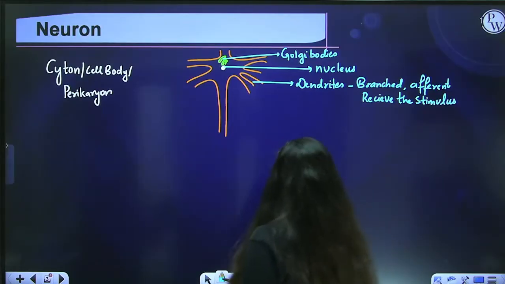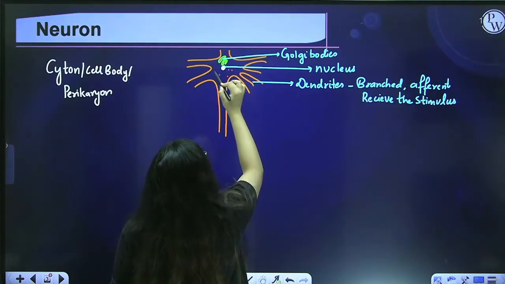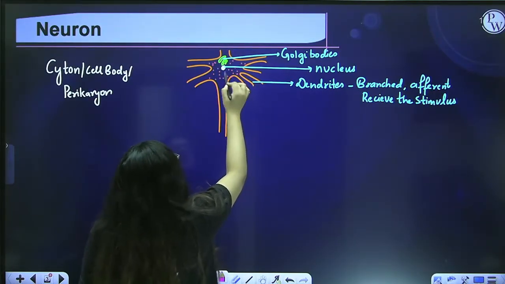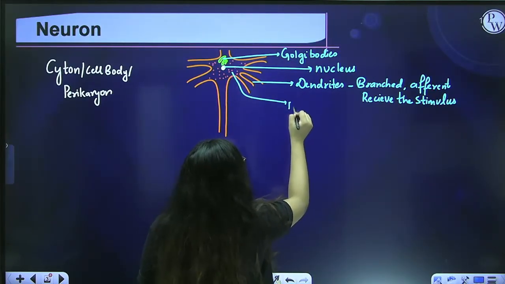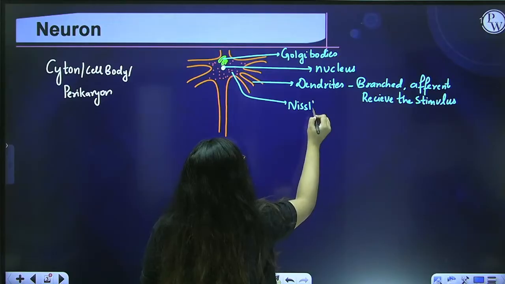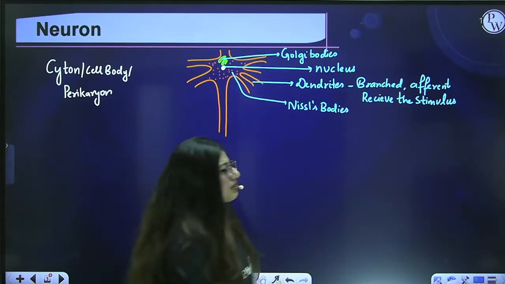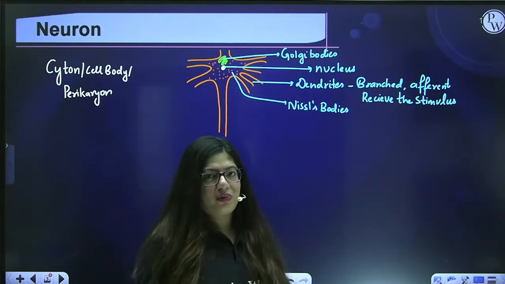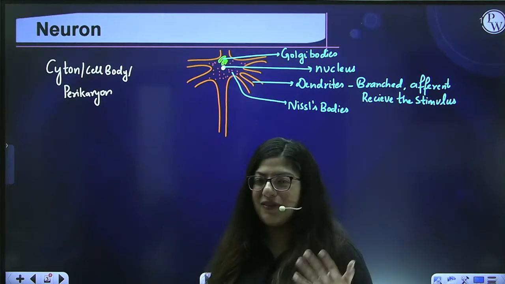Apart from that, very important organelles are also present here. These are Nissl's bodies, or Nissl's granules. Sometimes they're also known as Nissl's granule. They perform a very important function, because if they are not present, your neuron will not be able to work properly. How? I will let you know soon.